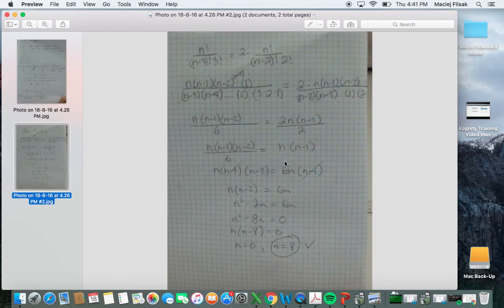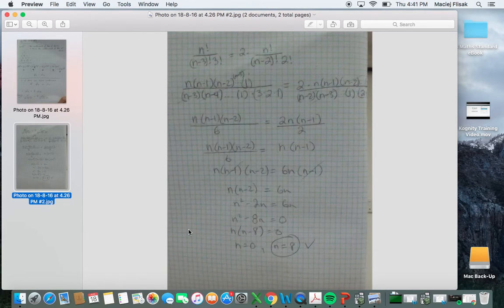But then I multiplied by 6 on both sides to get the 6 over here. Now I have an n minus 1, n minus 1 there. Both cancel. N times n minus 2 equals 6n. Multiply, you get n squared. Move it over. It's a quadratic. N squared minus 8n. Solve it, you get a solution of n equals 8.